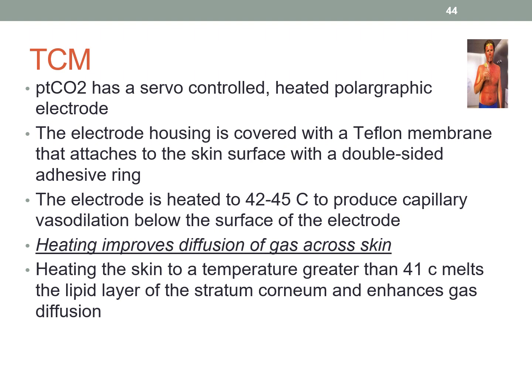There's a Teflon membrane that attaches to the skin surface with a double-sided adhesive ring. The electrode is then heated to about 42 to 45 degrees Celsius to produce vasodilation, which can help improve the diffusion of gas across the skin. Heating the skin to this temperature helps melt that lipid layer and enhances gas diffusion. The biggest thing is they have to be rotated, especially in babies because they don't have a lot of fat. You have to move them every few hours. And there's definitely a technique of placing them.